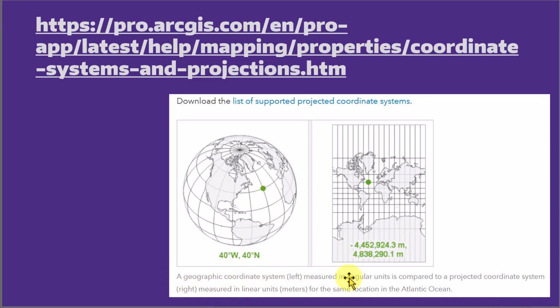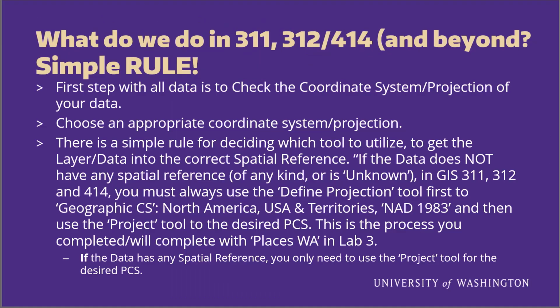If this detailed information wasn't here on the bottom, you should be able to immediately recognize that this is a geographic coordinate system and this is a projected coordinate system. And speaking of distortion, you can see how big the South Pole looks. Landmass is just stretched considerably. So how do we do this? What do we do in GIS 311, 312, and 414 and beyond?